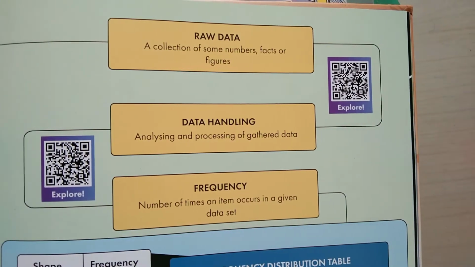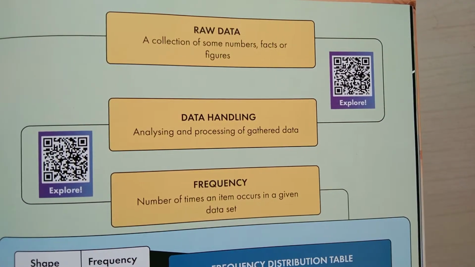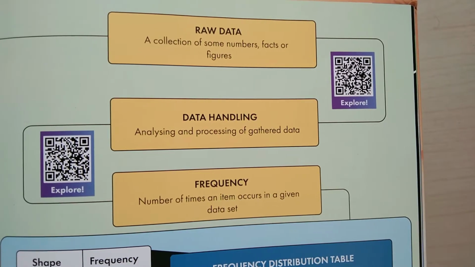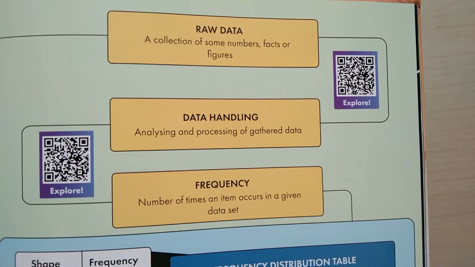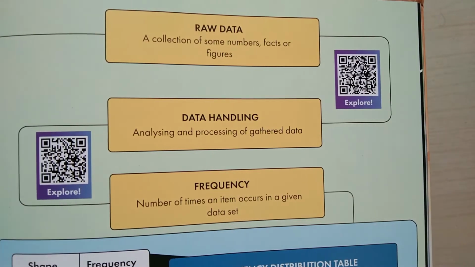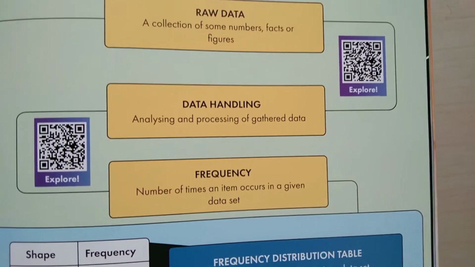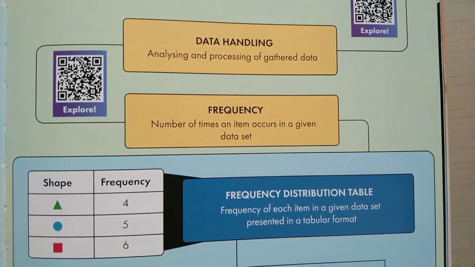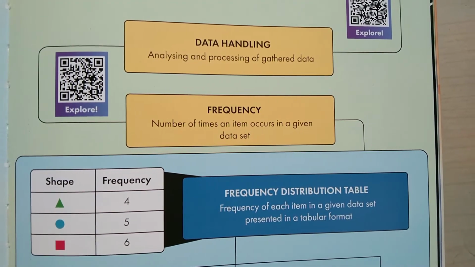Now what do you mean by raw data? A collection of some numbers, facts or figures is called raw data. Data handling is the analyzing and processing of gathered data. And what do you mean by frequency? It is the number of times an item occurs in a given data set.